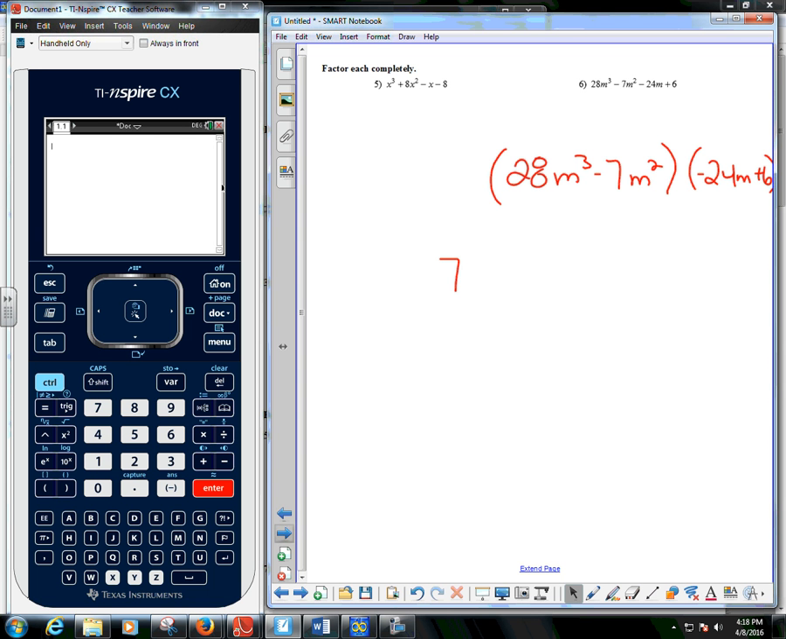Well, we wrote down in our notes that when we were factoring out variables, we looked at the one with the smallest exponent, and that was the one that could come out. So I can take out m squared. I'm going to draw my parentheses in. 7m times what is going to give me 28m cubed? Well, 7 times 4 and m. So 7 times 4 is 28. M squared times m is m cubed.